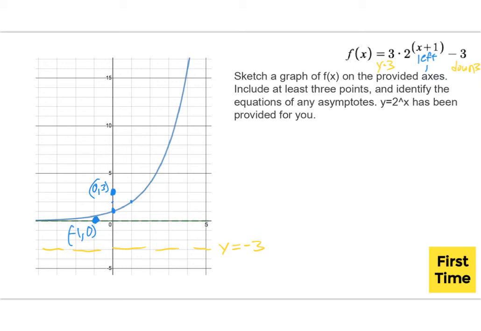Then we need a third point. Let's go with 2, 4. It's going to go left 1, cool. And then 4 times 3 is 12, minus 3 is going to be 9. So here we would be at 9. And that would be at 1, 9. All right, so we have 3 points. We know this is going to be an exponential curve that's going to go through those points and look something like this.